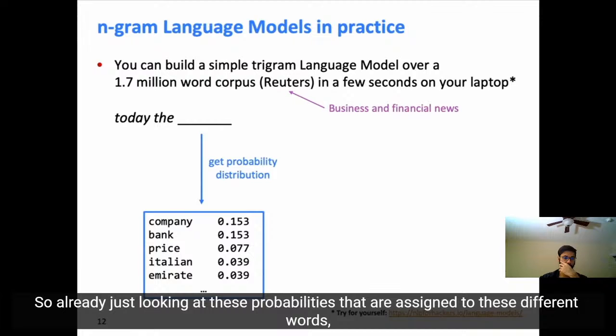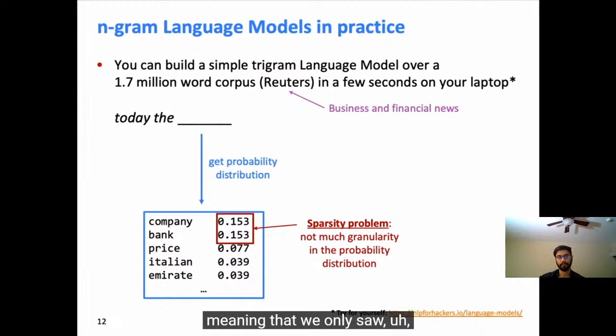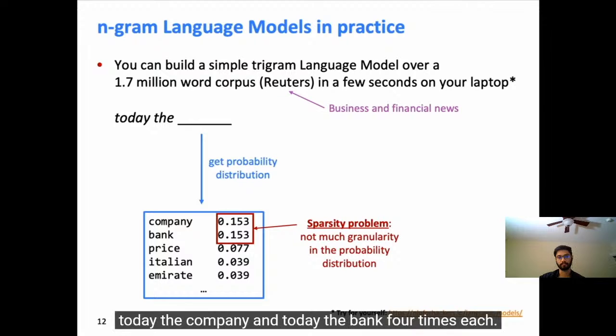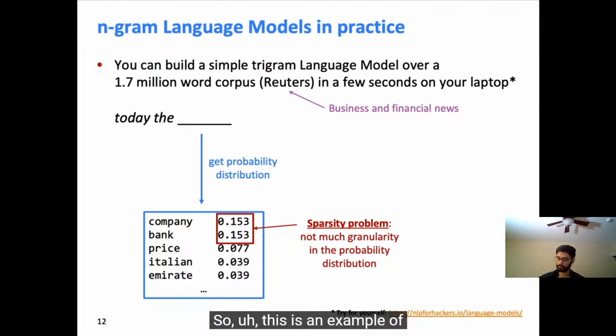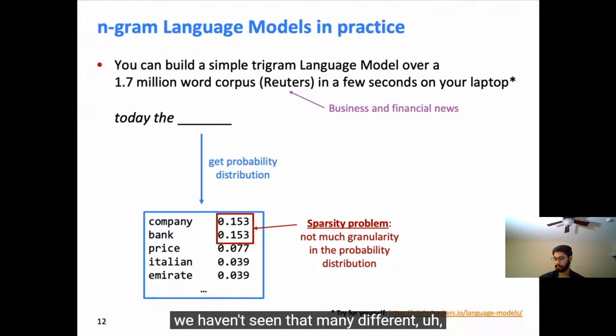Already just looking at the probabilities assigned to these different words, you can see that there's a sparsity problem. For example, the top two most likely words have the exact same probability. The reason for that is that this number is 4 over 26. So these are all quite small integers, meaning that we only saw "today the company" and "today the bank" 4 times each. This is an example of the sparsity problem because overall these are quite low counts. We haven't seen that many different versions of this event, so we don't have a very granular probability distribution. But in any case, ignoring the sparsity problem, I would say that overall these top suggestions look pretty reasonable.